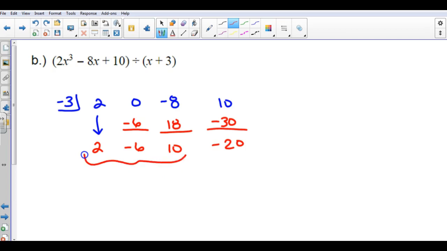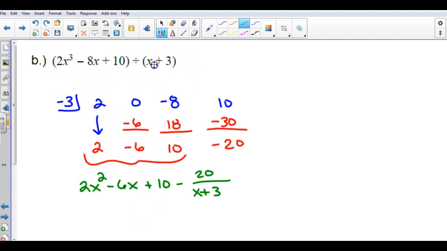So my new answer, or really the polynomial, is this part right here. Since this was starting with a 3rd power, and you're dividing by something to the 1st, that tells me this is going to be 2x to the 2nd, minus 6x, and then +10. Where the -20 comes in is I put minus and then the 20 all over x plus 3. And again, the green part is your final answer. So that is the quotient. It's basically your answer when you're dividing these two things together.